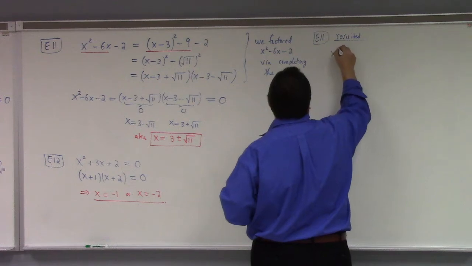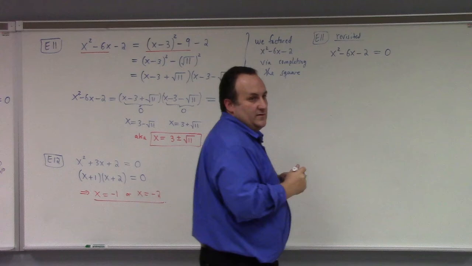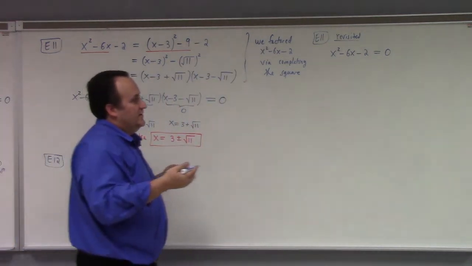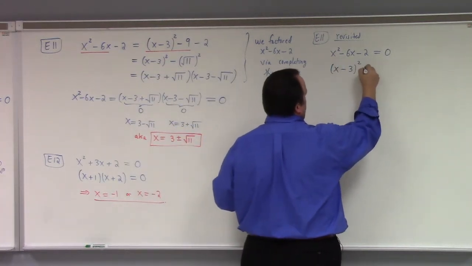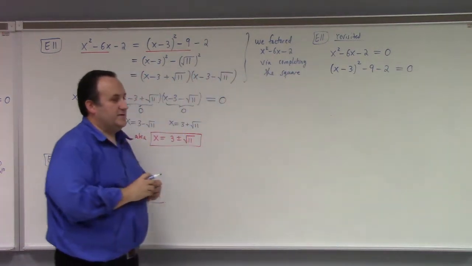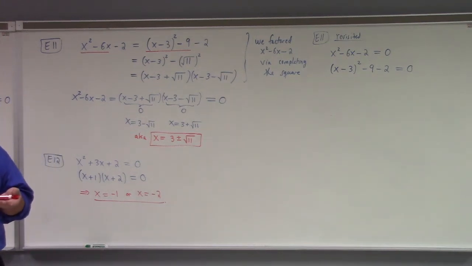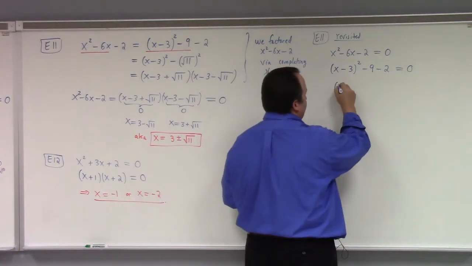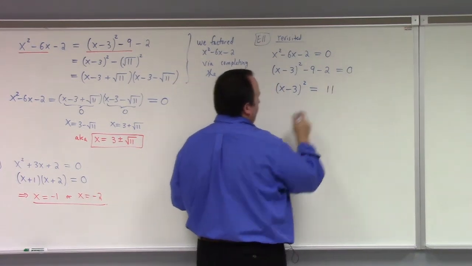So I do x squared minus 6x minus 2 equals 0, right? I'm going to solve that again, but a slightly different way. Here's how I'm going to do it. I complete the square just like I did before. (x minus 3) squared minus 9 minus 2. All right? But then, instead of trying to factor it, I'm going to isolate the square. Isolate the square: (x minus 3) squared equals 11.